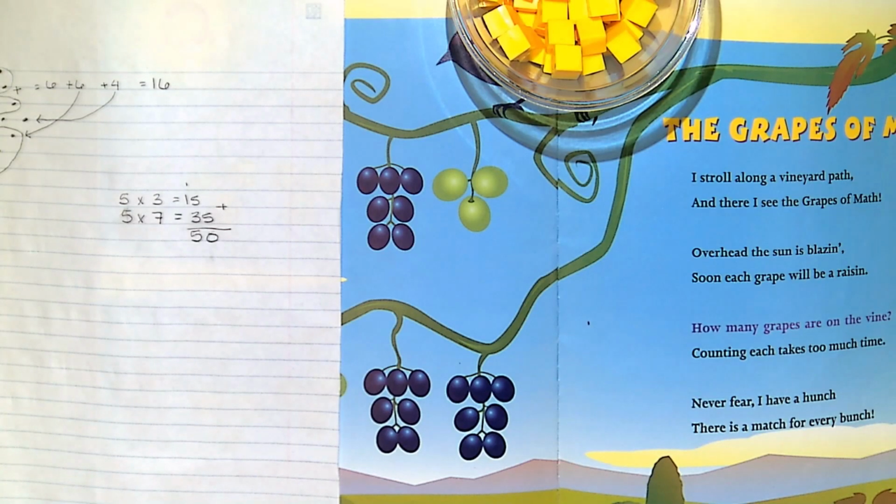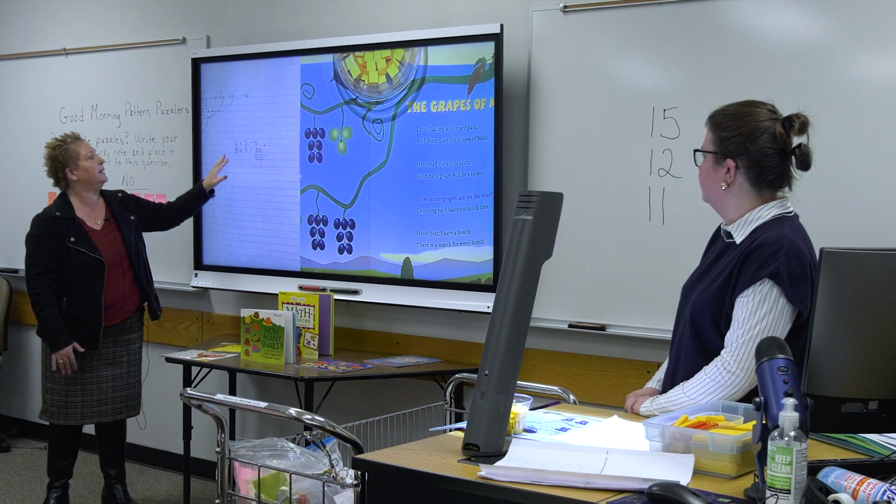Did you count by 5s? Did you draw them out? Yeah, I did 5 times each group of 3. Okay, so you counted by fives, 5, 10, 15, and then 5 times.